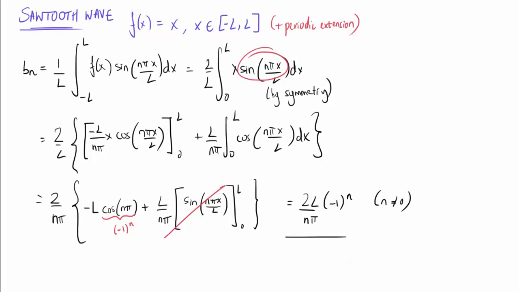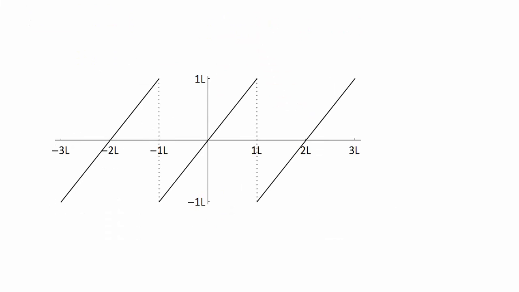The case when n equals 0 needs to be considered separately, but this coefficient turns out to be 0. We could also have inferred the fact that the constant term is equal to 0 from the graph, which shows that the function encloses equal areas above and below the axis.